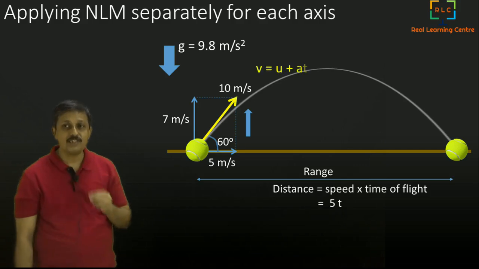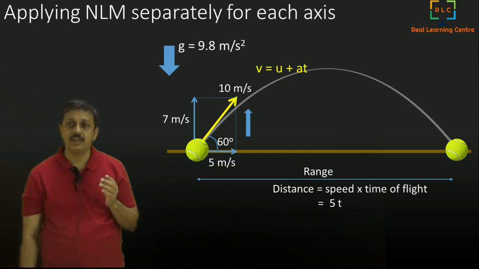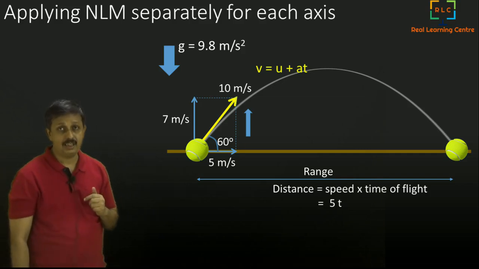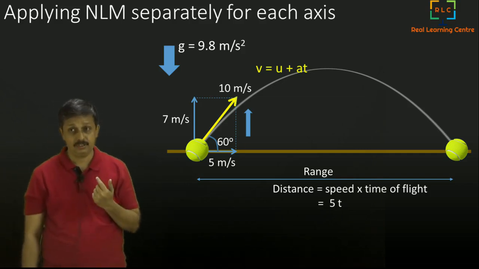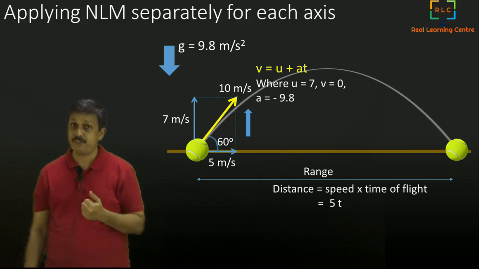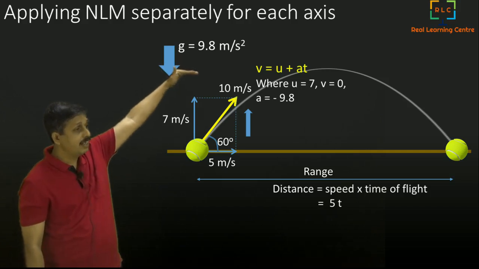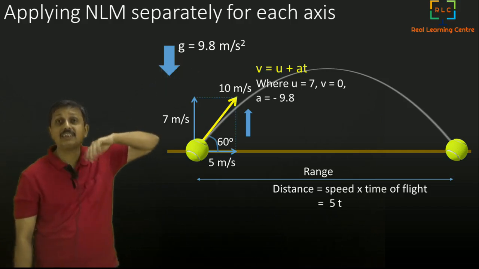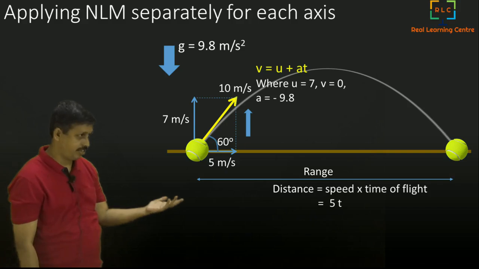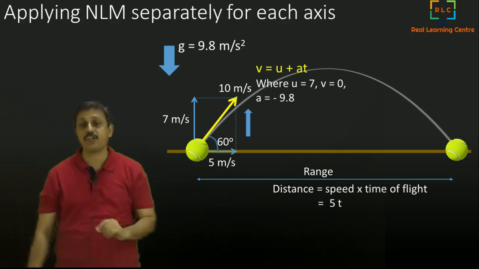One of the equations that we have learned is v equals u plus at. It's a straight line, and this equation gives us the ability to find t if we know v, u, and a. Do we know v, u, and a? Let's see. u is the initial velocity where it is thrown up, which is 7 meters per second. When it reaches the peak, it has 0 velocity. So v is 0. And a, the acceleration, is 9.8 meters per second squared, but I have taken minus 9.8.